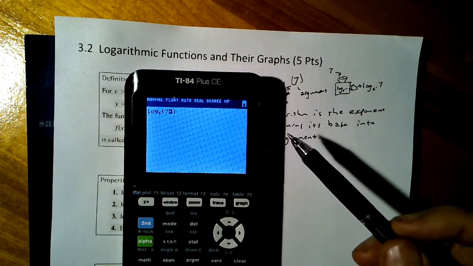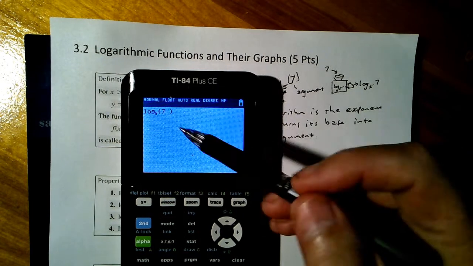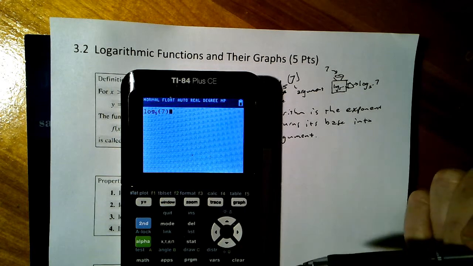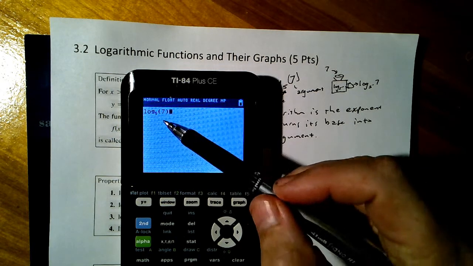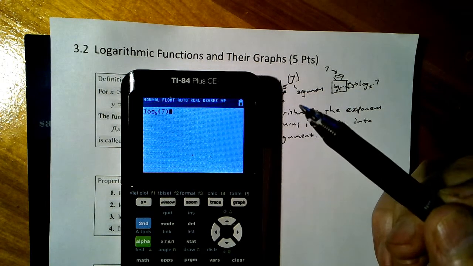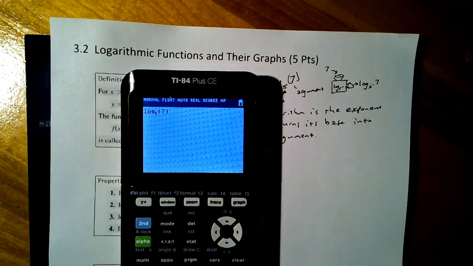And yes, here's the deal. We should read this as log base 5 of 7. But we want to think about it as the exponent that turns 5 into 7. So what is the exponent that turns 5 into 7?